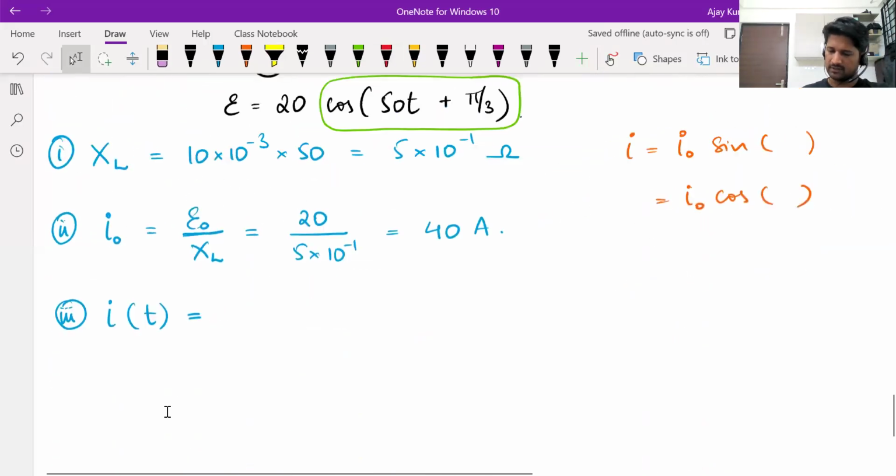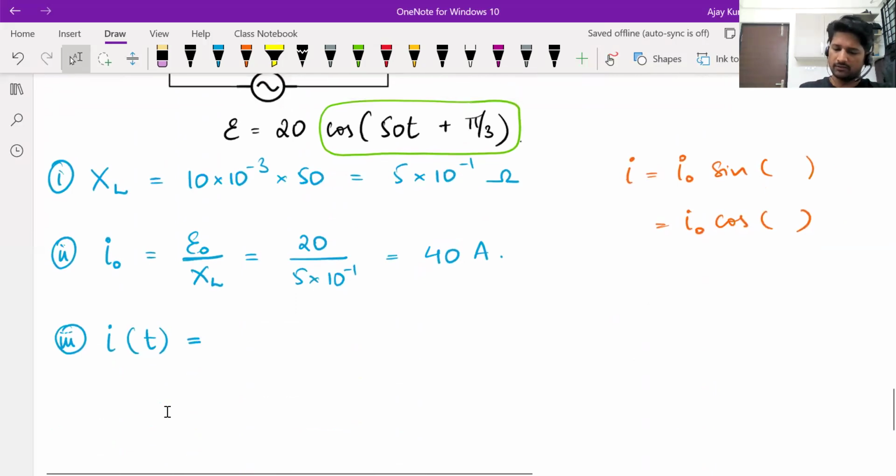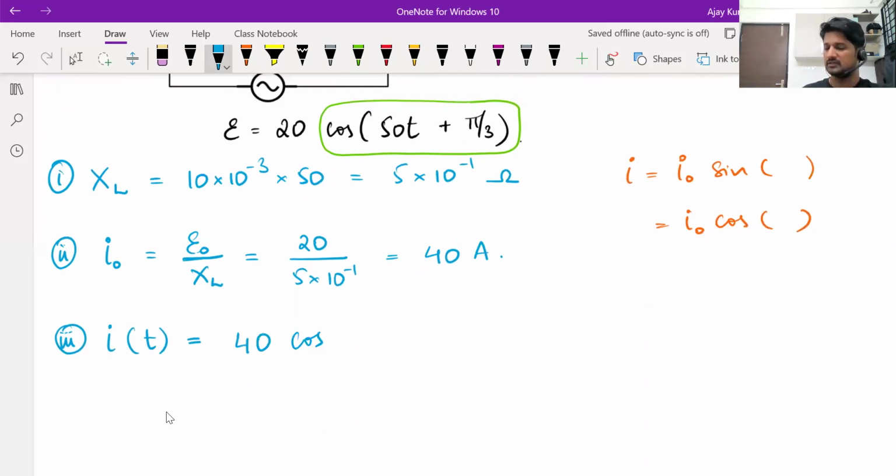So what happens here? You need the peak value of current. Peak value is already calculated, 40. Then write the EMF function as it is, not function, the oscillating part of the EMF function, that cos part, 50t plus pi by 3. And the current should lag behind the EMF by a phase difference of pi by 2. So just subtract pi by 2 from the phase, that's all.